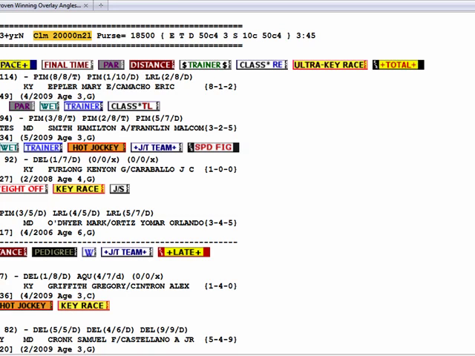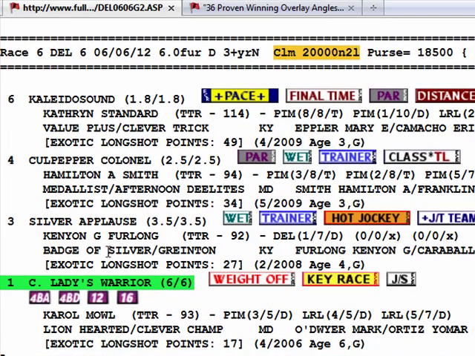I know I'm repeating myself, but I want to get the point across clearly. I have found it to be true that angle 16 comes up big in lower class races. The lower the class, the better. The lower the class, the circuit, the better. Now I'm going to blow your mind.